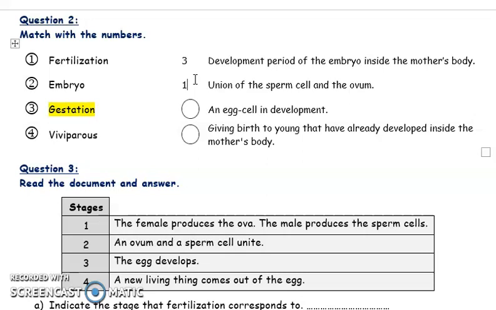An egg cell in development, what do we call it? So after fertilization, the fertilized egg cell starts developing or dividing into other cells. What do we call this development, or the stage in which an egg cell is in development? It's called an embryo. Viviparous organisms are organisms where young grow inside the mother's body. So, viviparous organisms are organisms that grow their babies in the mother's body.